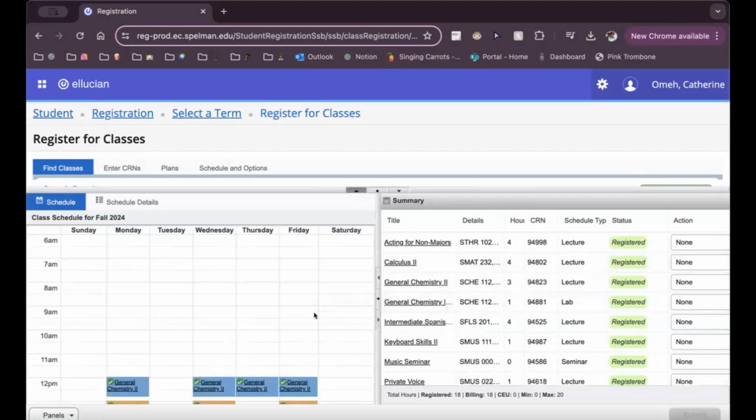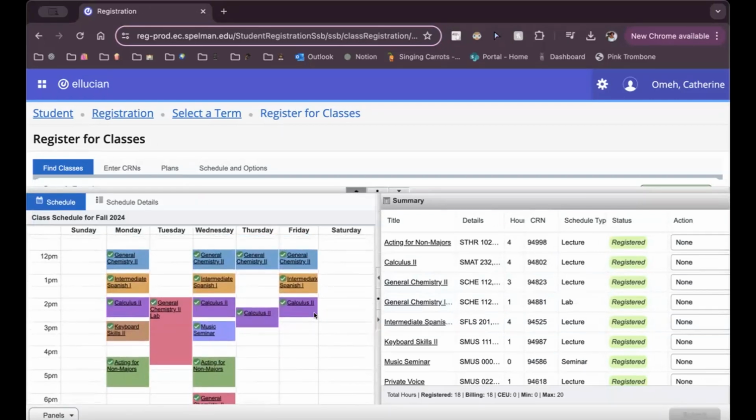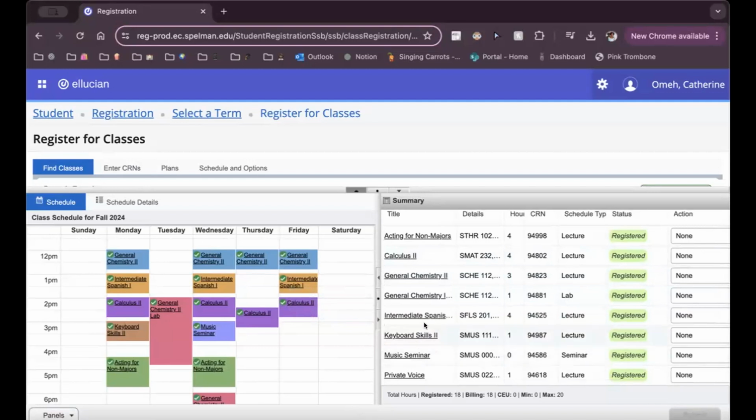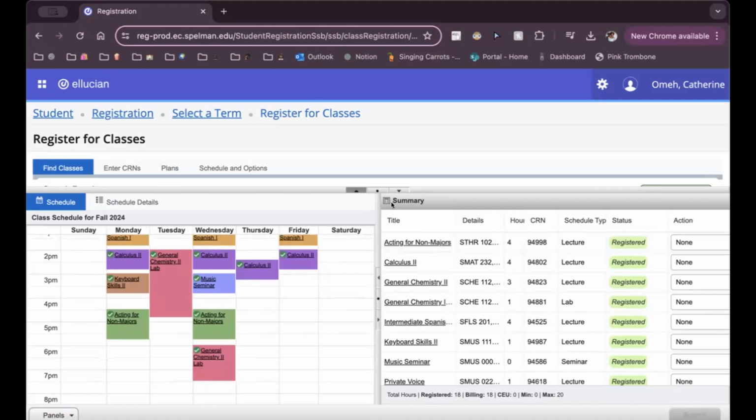So I'm going to talk about my schedule and how I picked it. I'm a biochemistry major and I'm pre-med and I'm a music minor. So I took calculus and chemistry because they're both required for my major. I'm taking keyboard skills, music seminar, and private voice because they're required for my minor. I'm taking Spanish as a core class because I have to have my language credits completed. And acting for non-majors is just an elective class that I'm taking for fun.